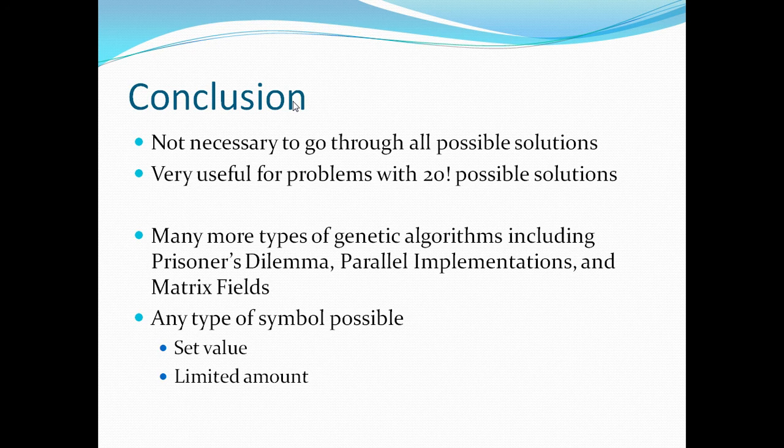There are many more types of genetic algorithms which I haven't had time to go over, since I was focusing on that. There's the prisoner's dilemma and parallel imputations in matrix fields, but all of them use the same idea of having genes and crossing them over with each other, and then throwing in that randomness so you don't get stuck at local optimums and reach something that is close to the global optimum.